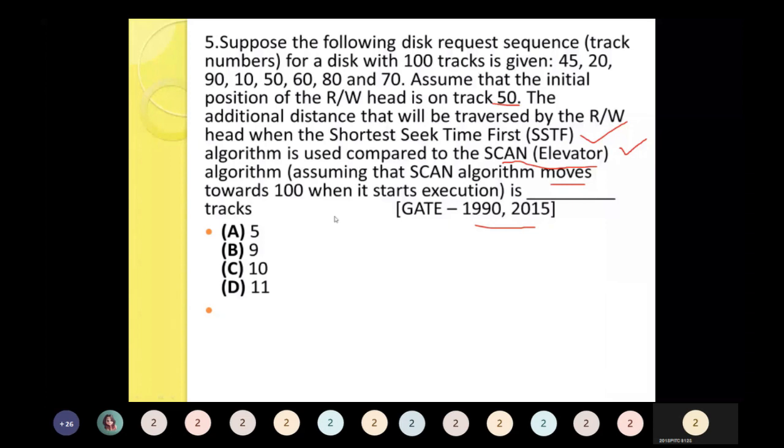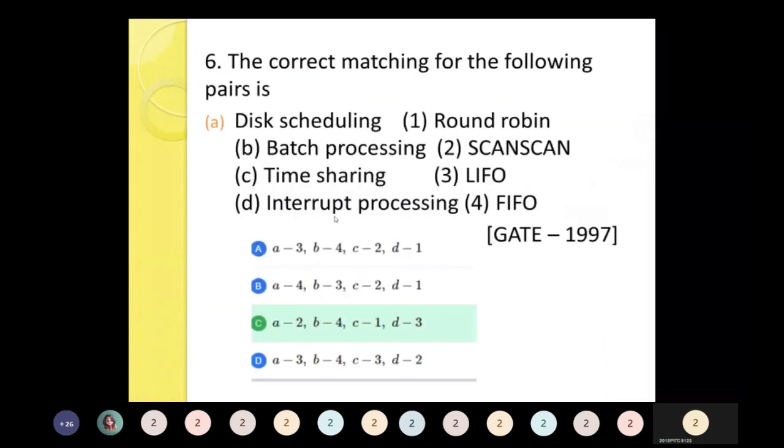Okay, so next the question is, the correct matching for the following pair. The following pair is disk scheduling matched with which one? So disk scheduling. So what are all the disk scheduling? Scan algorithm.